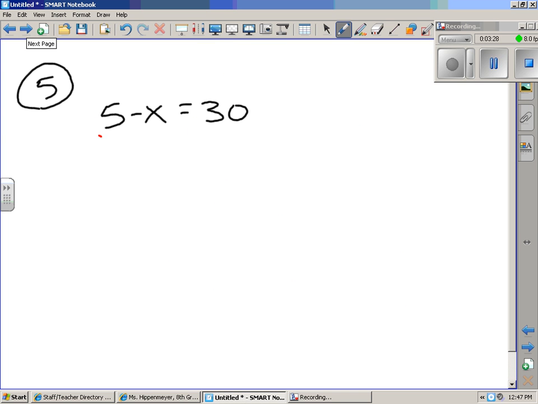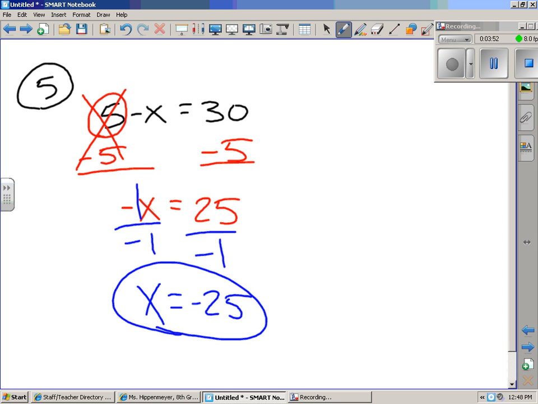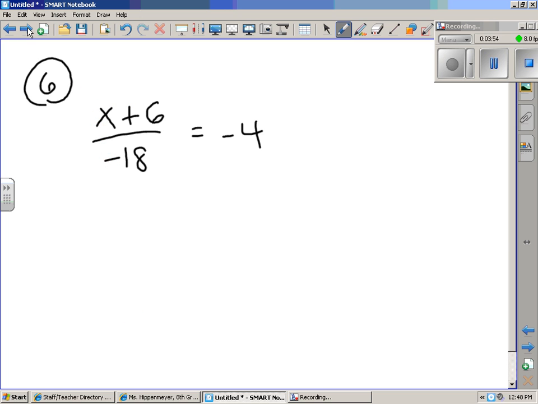The 5 is keeping the x from being alone, and it's a positive 5. So to move it to the other side, you need to subtract 5. A positive 5 minus a 5 is equal to 0, so we're left with a negative x. 30 minus 5 gives you 25. Well, this x over here has a coefficient of negative 1. So we divide each side by a negative 1, and we get x equals negative 25. Number 6.